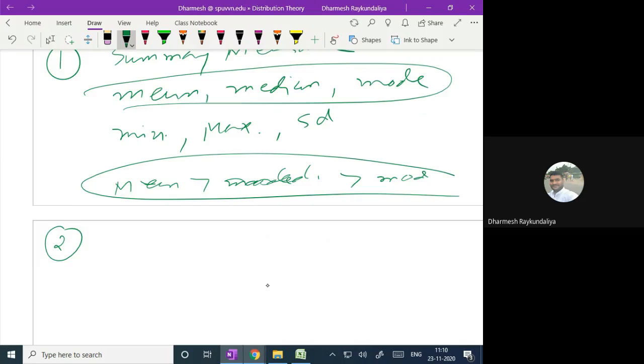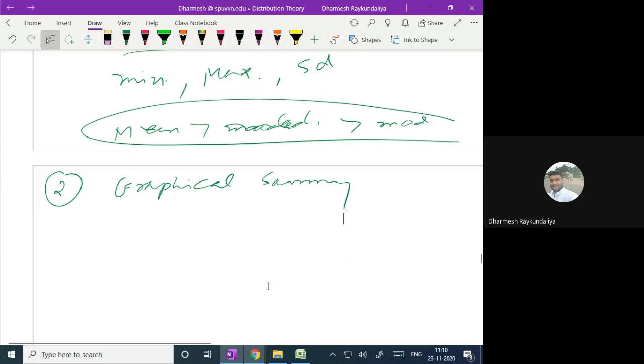Second, you can draw the graphical summary. In the graphical summary, you have to see whether your data is continuous or discrete. If it is discrete, then you can make a bar chart and pie chart. But in our setup, the data is continuous because we don't know what amount of money they are going to withdraw. It is from 0 to infinity.